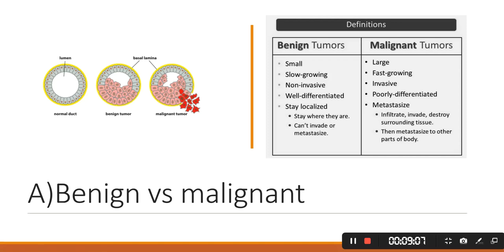Malignant tumors, on the other hand, are large. Look here, the size is bigger, they are fast growing, and they invade. They are poorly differentiated. When I say poorly differentiated, it means these cells will not look like the normal cells. And they can metastasize. The important differentiating point between benign and malignant is that malignant can metastasize, while benign will stay localized, right? They infiltrate, invade, destroy surrounding tissue, then metastasize to other parts of the organ.